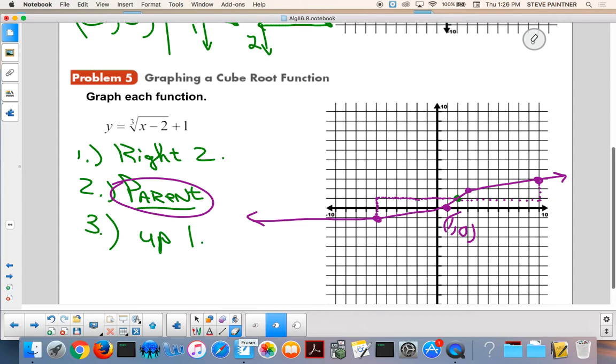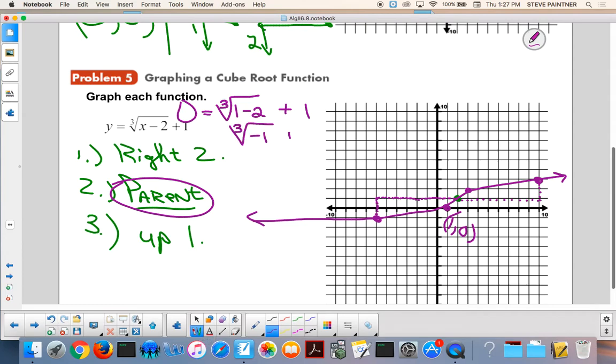Okay, so you said 1 for x, so it's the cube root of 1 minus 2 plus 1. Does it give you 0? Well, this is the cube root of what? What's the cube root of negative 1? Negative 1. Boom. We know 1, 0 is correct.